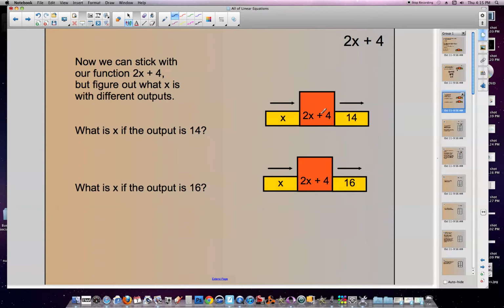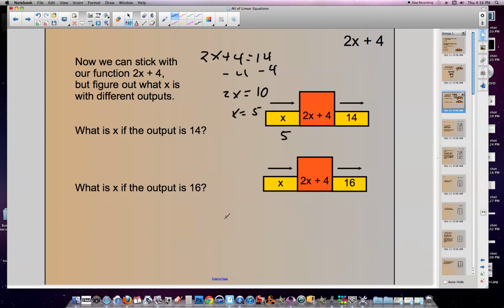Now, we can use this same function, but figure out the input for other outputs. Instead of 2x plus 4 equaling 12, like we just did, what if it equaled 14? That's a new problem. So we subtract 4, and 2x is 10, and we know 2 times 5 is 10. So in this situation, x must be 5. I'll show that work up here. 2x plus 4 is 14. We subtract 4 from both sides, and that means that 2x must have equaled 10 if 2x plus 4 is 14. And what number times 2 is 10? Well, x is 5.